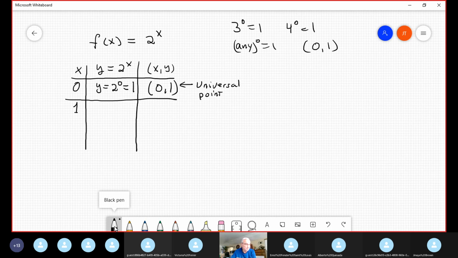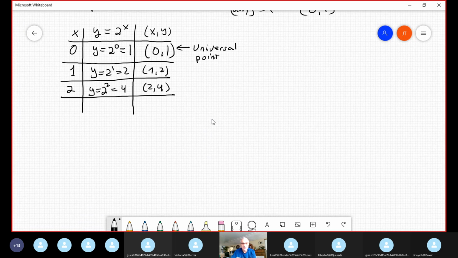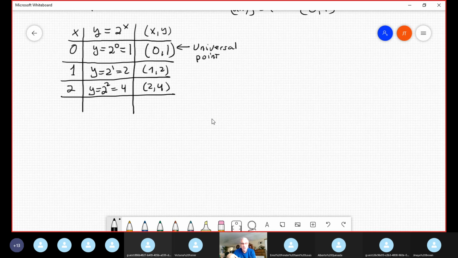Suppose x is 1. y is equal to 2 to the 1 power, and the point is 1 comma 2. Suppose 2. y is equal to 2 squared. 2 squared is 4. The point is 2 comma 4. And so on. It's exactly the puzzle. The population is duplicated. At 0 days it is 1, at 1 day it is 2, at 2 days it is 4, and at 3 days it is 8. But in this case, I want to study not only positive numbers, but negative numbers.